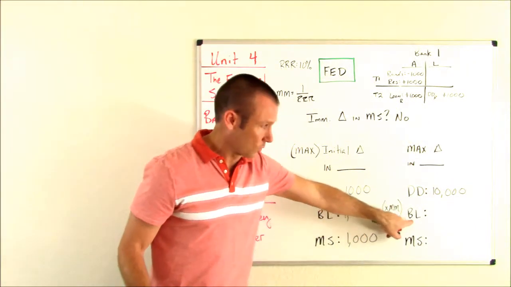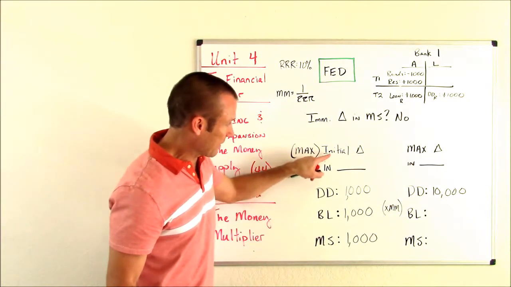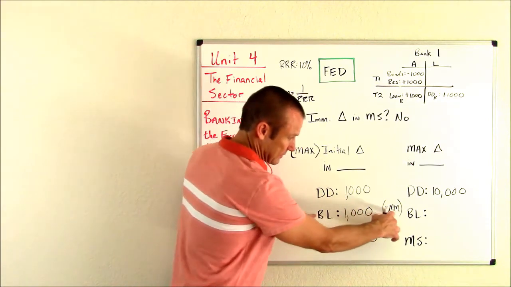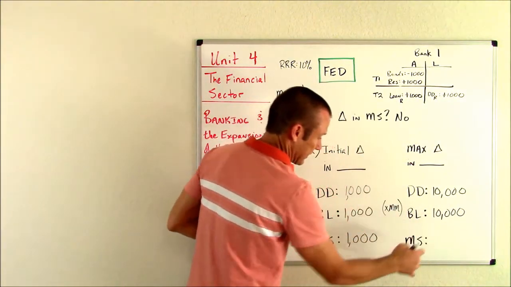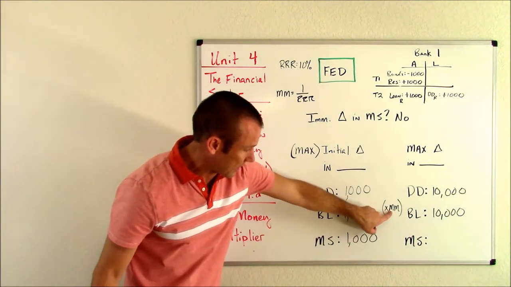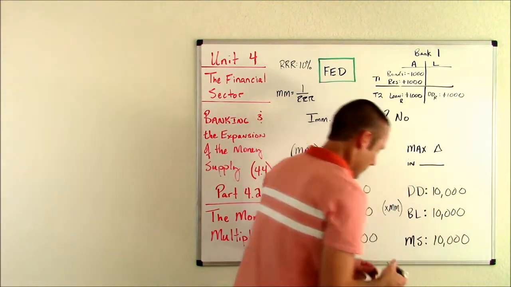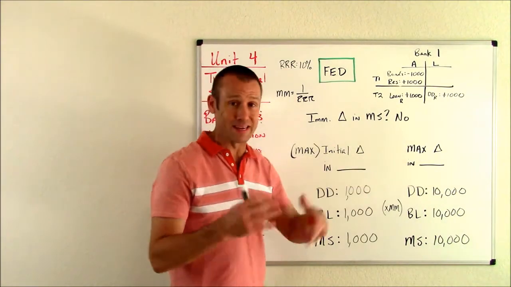To get this one, max change in bank lending, I need to have the max initial change in bank lending, so I'm taking my bank lending, 1,000, times 10, which gets me 10,000. For this one right here, I'm going to take my max initial change in the money supply, 1,000, times my money multiplier, 10,000.